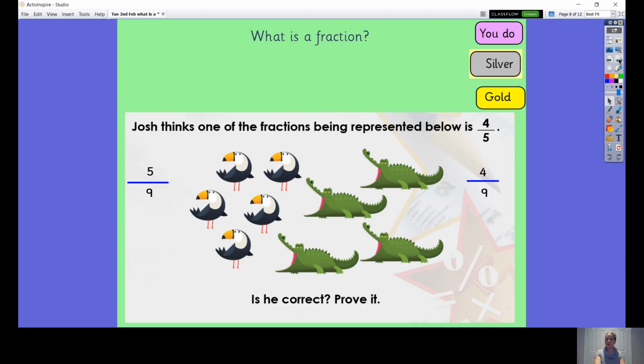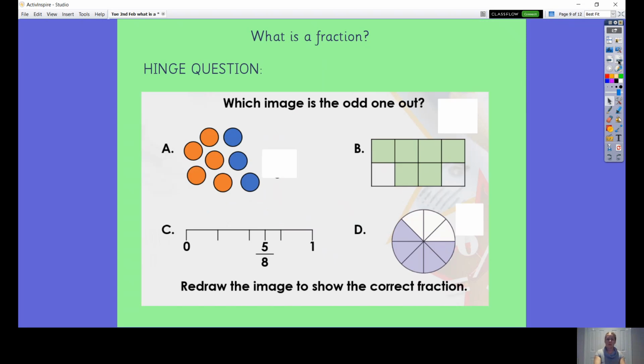Okay. So this is your Hinge question. Which image is the odd one out? So can you pause here, please, and try and work out which one is the odd one out?